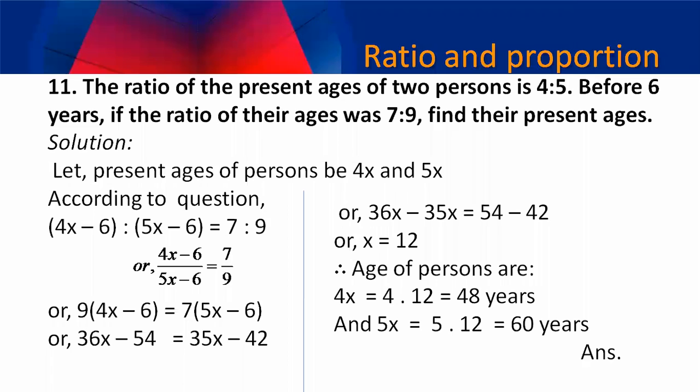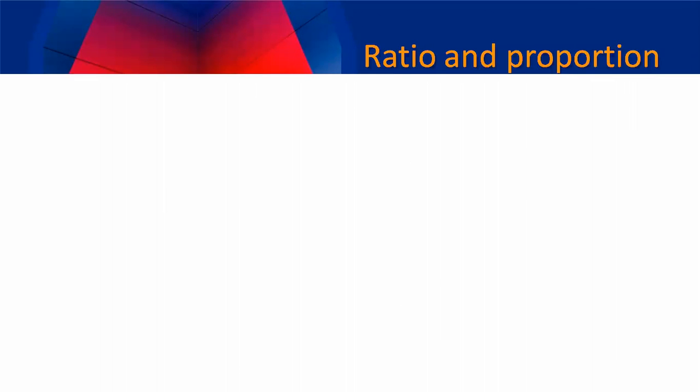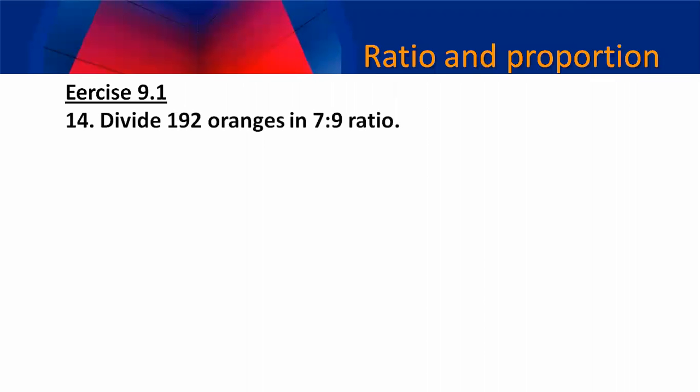If there is no confusion in this question, look at the next one, question number 14 of the same exercise, exercise 9.1. Divide 192 oranges in the ratio 7:9. In 7:9 ratio, the total number of oranges is 192. Ratio given to us is 7:9. So at first we have to say let the two parts of oranges be 7x and 9x.